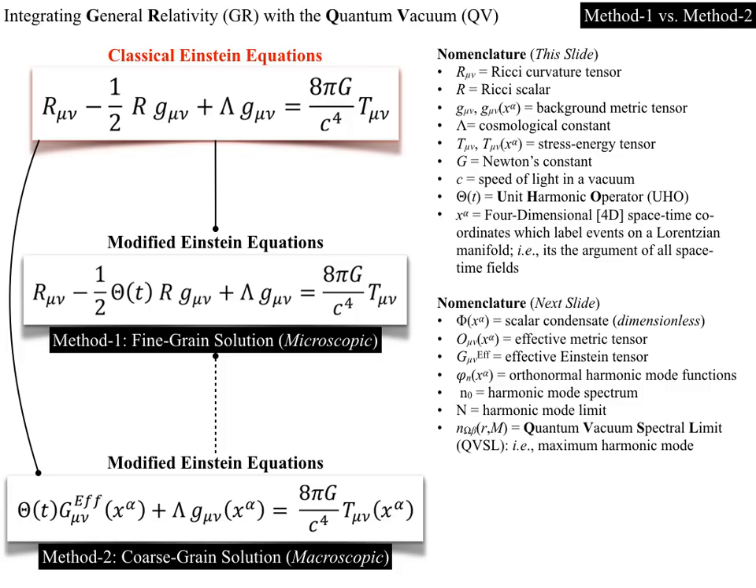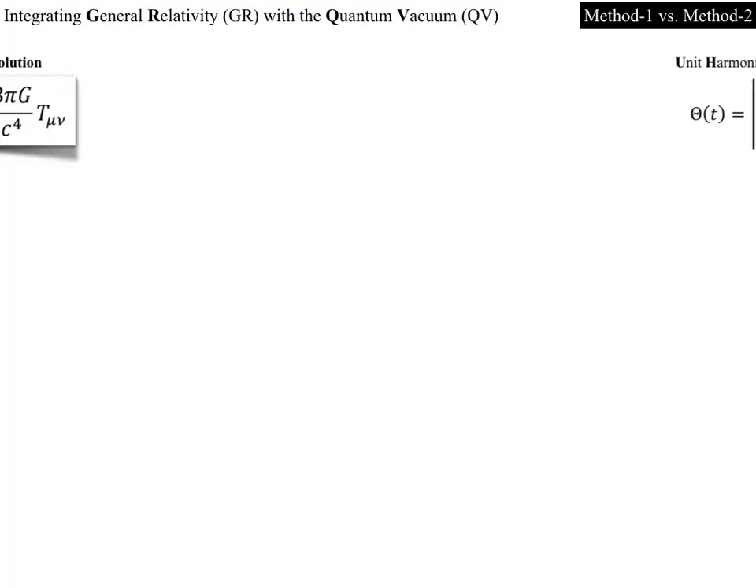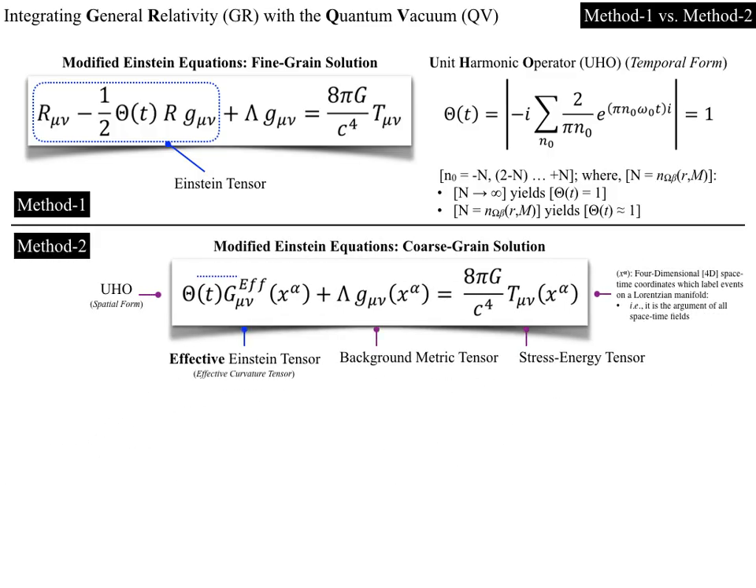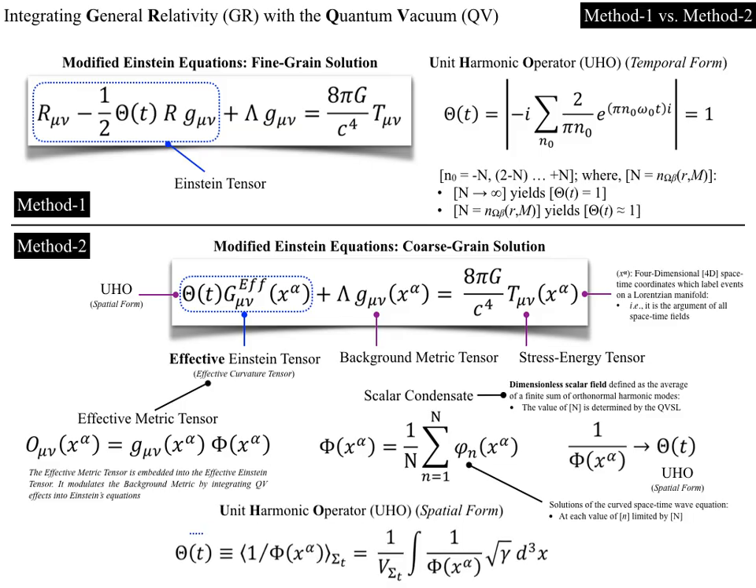Okay, now let's walk through method 1 and 2 in a bit more detail. Let's begin with the top half, method 1, the fine-grained solution. Method 1 is an engineered solution. The modified Einstein equations shown here have the unit harmonic operator inserted directly into the field equations, multiplying the Ricci scalar term. This operator encodes the discrete harmonic structure of the quantum vacuum. The unit harmonic operator is a Fourier series of odd harmonics representing the number 1 as a sum of waves. The sum runs over a double-sided spectrum from negative n to positive n in steps of 2.